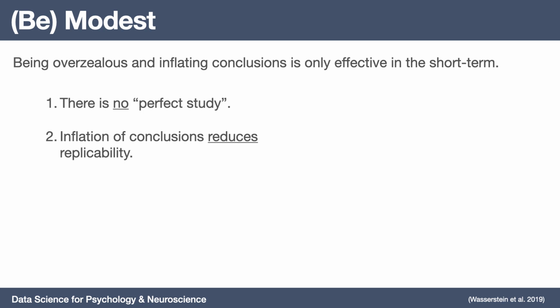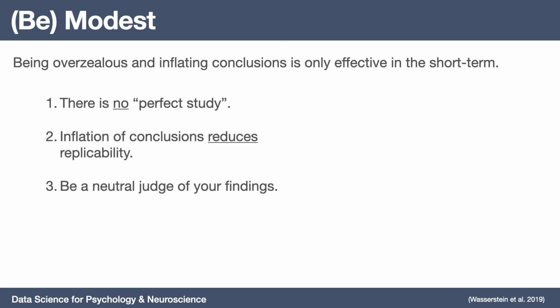Inflation of conclusions reduces replicability. So if you say that this is a perfect study and you inflate the significance and size or magnitude of your results verbally, it reduces the replicability because people go into trying to replicate the work or work with those findings or work with those effects, expecting the effect size to be much bigger.